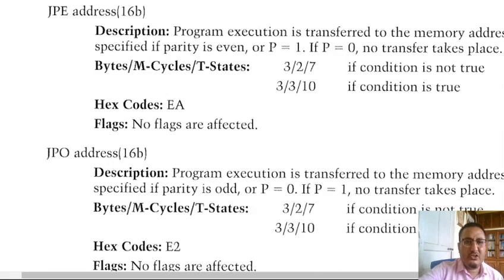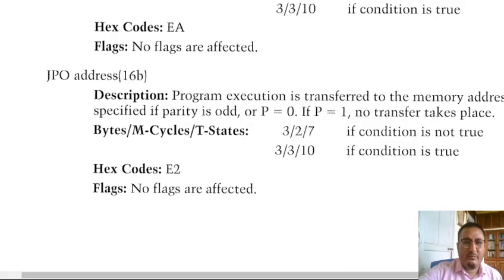Now likewise, the next instruction that we have is JPE. Now JPE basically stands for jump on parity even. That is, when JPE instruction is executed, the program execution is transferred to the memory location specified in the instruction if parity is even or parity flag is equal to 1. If parity flag is equal to 0, then no transfer takes place. It requires 3 bytes, 2 machine cycles, 7 T states if the condition is not true, and it requires 3 bytes, 3 machine cycles and 10 T states if the condition is true. Hex code is EA, and flags, none of the flags are affected.